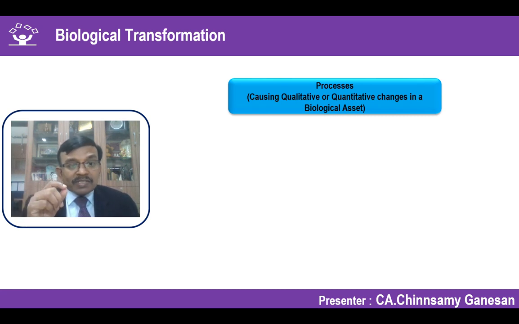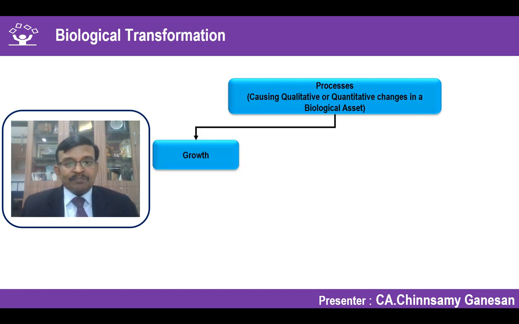But the process of transformation from a small sapling to a bigger tree is what we call biological transformation. If that biological transformation has been controlled or managed by the entity, that is covered under Ind AS 41. If it is forest growth on its own, with no management of the biological transformation, it is not covered under this standard. That's what I am repeating one more time.